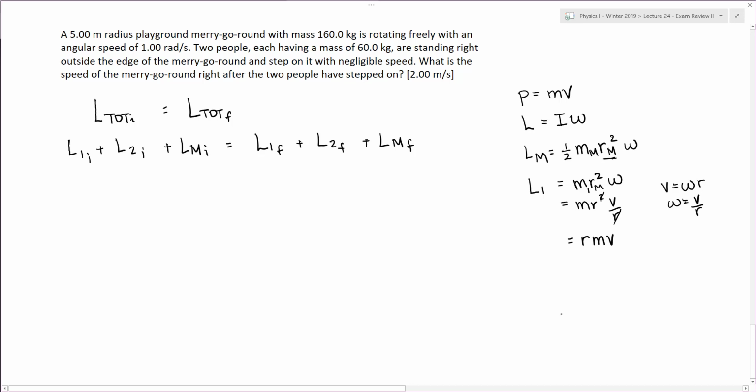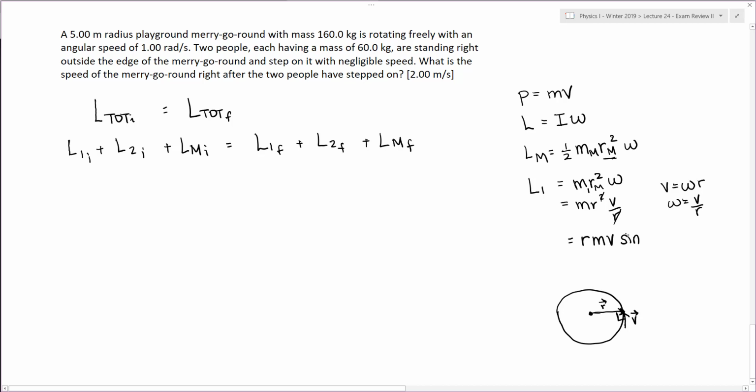Now since the person jumps on the merry-go-round so that they are perpendicular to that r vector, the r vector going from the axis of rotation to the point where that person is, they're jumping on this way, that's their velocity vector, and the r vector is this direction. Those 2 vectors are perpendicular to each other.